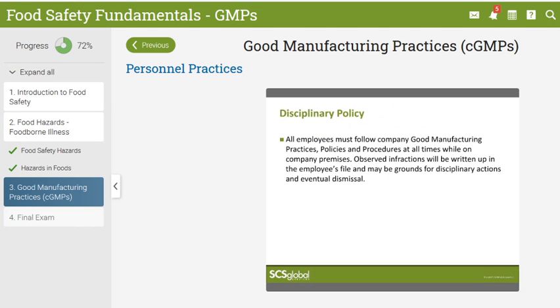So here we have it in sentence form. All employees must follow company good manufacturing practices, policies, and procedures at all times while on company premises. Observed infractions will be written up in the employee's file and may be grounds for disciplinary actions and eventual dismissal.